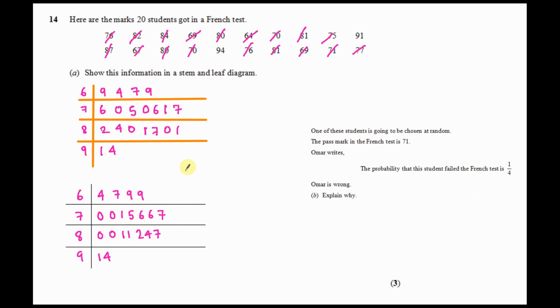One thing missing from my diagram. How would I know if I was reading this diagram what this number is? This 7.5 or 75? So you need to put a key in just to make sure you understand this. So for example, 6|4 equals 64.